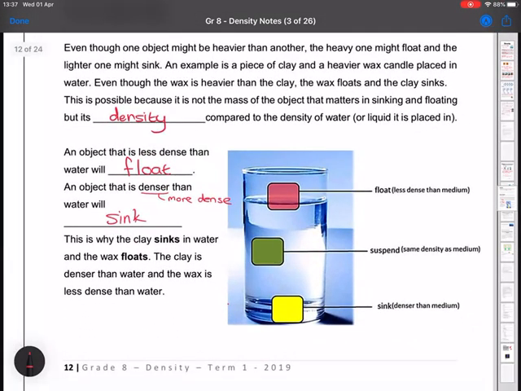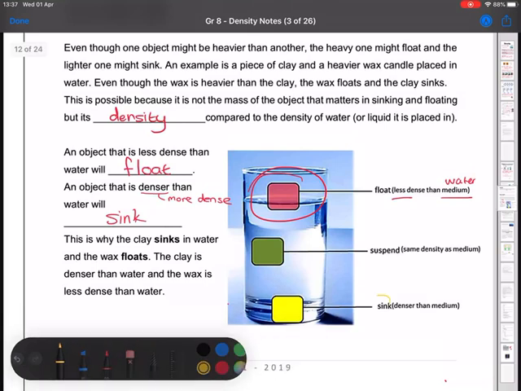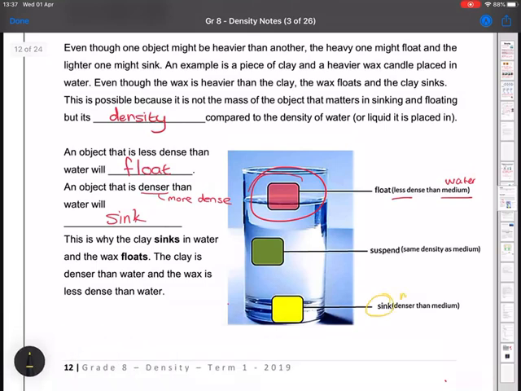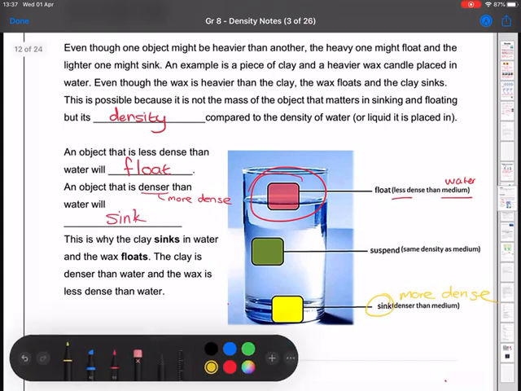The pink object that you see on the top in the glass of water is floating because it's less dense than the medium. The medium is the substance that you're using, so water. And the yellow object will sink because it is more dense. So float if it's less dense, sink if it's more dense.